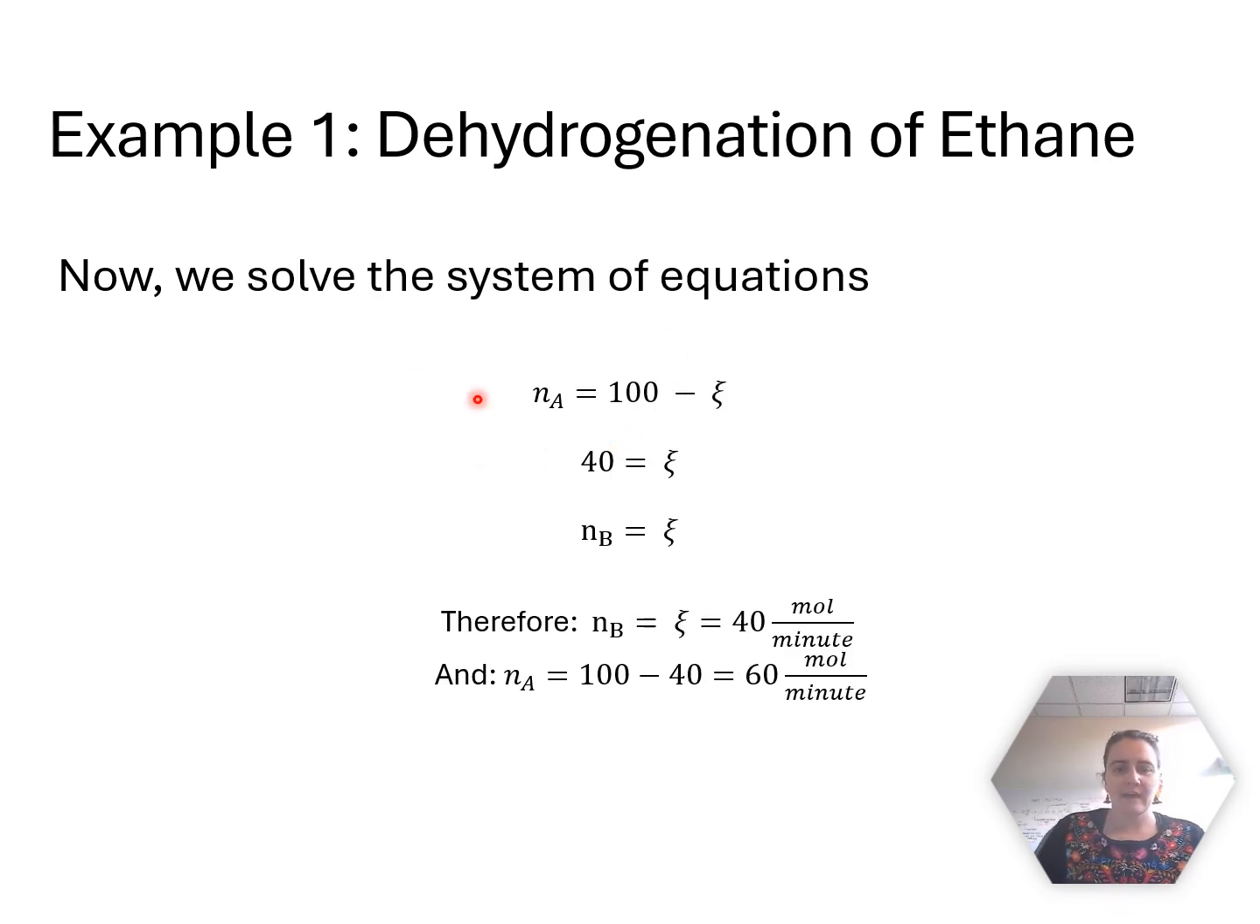Okay, N sub A is equal to 100 minus E. That's our first equation. Second equation is that 40 is equal to the extent of reaction. Third equation is that N sub B equals the extent of reaction. So therefore, N sub B is equal to 40 moles per minute and N sub A is equal to 60 moles per minute. And if you check, these are the exact same answers that we got when we did this with atomic and molecular balances. Remember, you should always get the same numbers regardless of the method.